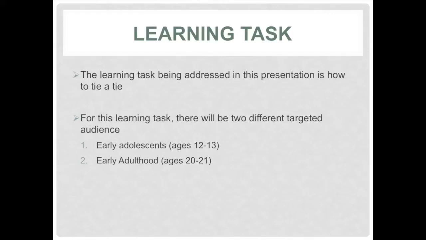There will be two different target audiences. The first intended learners are adolescents, early adolescents, ages 12 to 13. The second intended learners are adults, early adulthood, ages 20 to 21. The learning tasks will be taking place in the context of a formal learning environment, and the workshop will be conducted on campus, either high school or college.